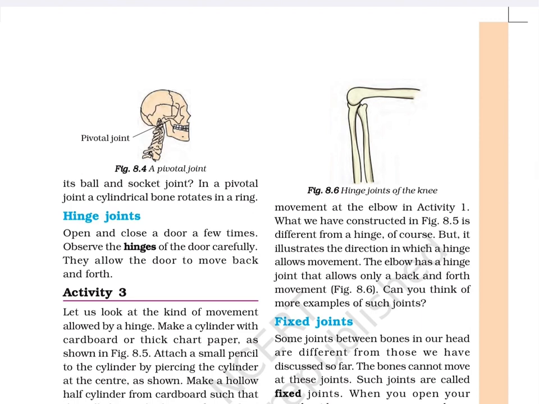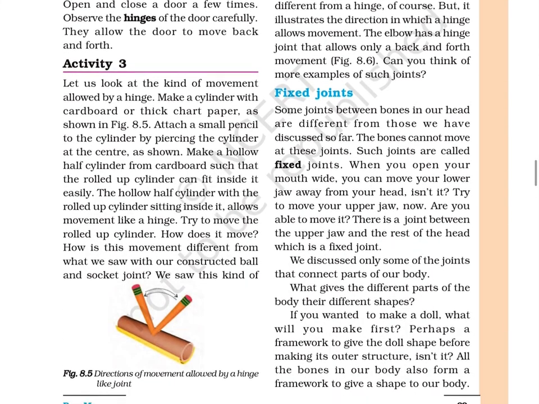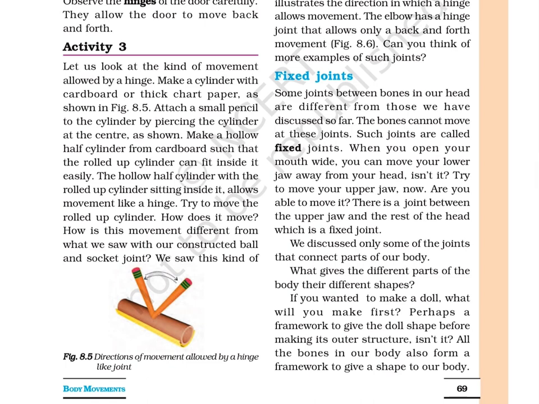Hinge joints. Open and close a door a few times. Observe the hinges of the door carefully. They allow the door to move back and forth. Activity 3. Let us look at the kind of movement allowed by a hinge. Make a cylinder with cardboard or thick chart paper as shown in figure 8.5. Attach a small pencil to the cylinder by piercing the cylinder at the center as shown.